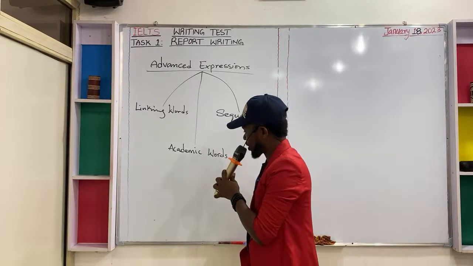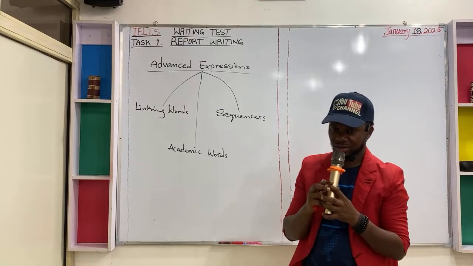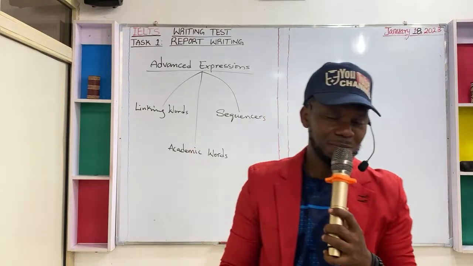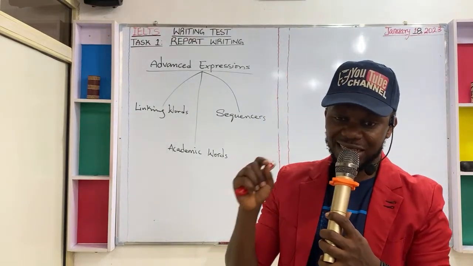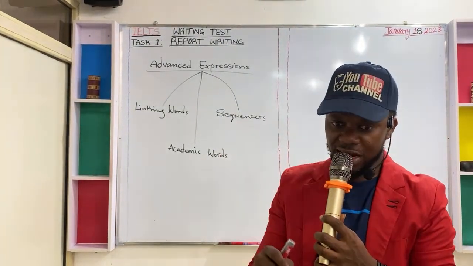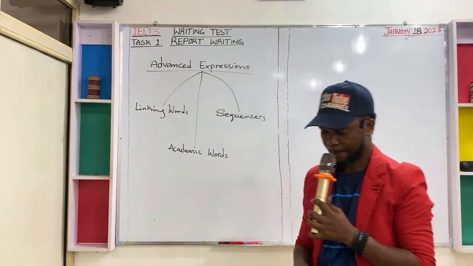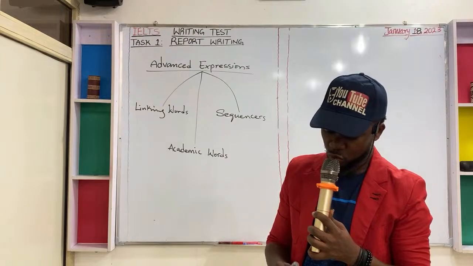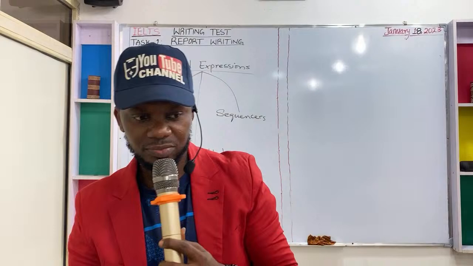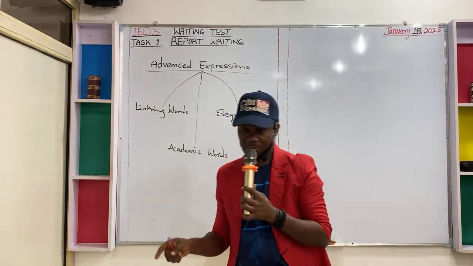Now let's go to the last one right here. Here we have academic words. What are academic words? Academic words are those words that practically express or describe the movements of events on the chart.